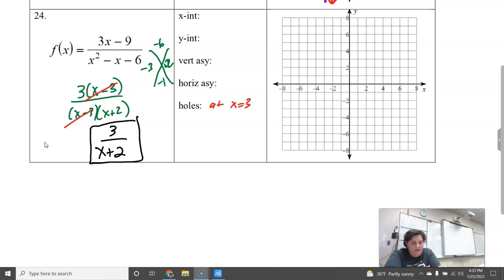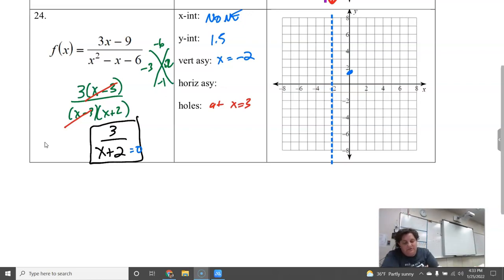So that's what I'm going to be working with for the rest of my problem. All right. Here we go. X-intercept is when the top is 0. There is none. This one won't have one. Y-intercept is when I plug in 0. This will have one because it'll give me 3 over 0 plus 2. So 3 over 2 or 1.5. Vertical asymptote is where the bottom equals 0. So that's going to be at -2. So let's make that.